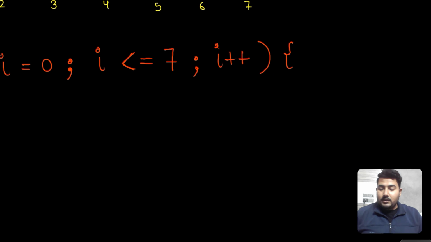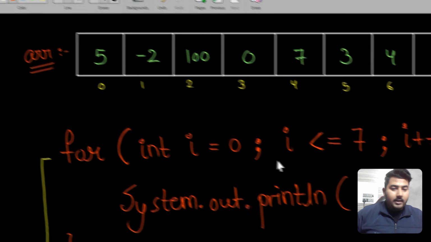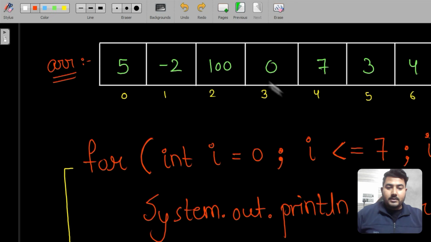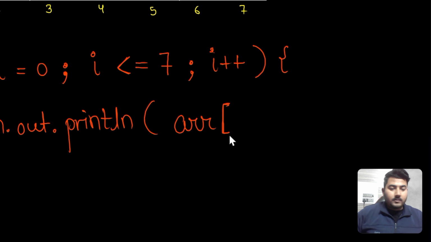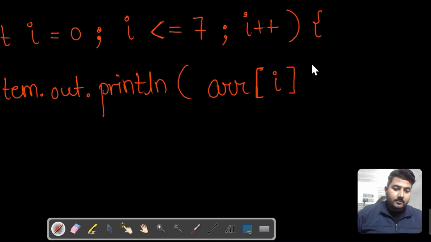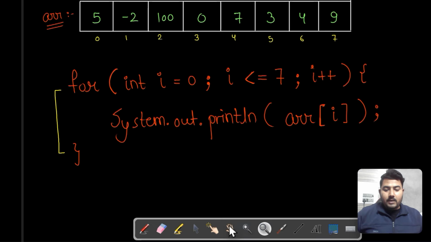So what I will do is straightforwardly write a print statement first of all, System.out.println. And inside this statement, I am going to simply mention my array name. This array name could be anything. Right now it is arr. Inside the square brackets, I am going to simply mention the index, which is i in this case. With a semicolon, I am going to simply end our statement, and that is it. That is how we traverse over an array.